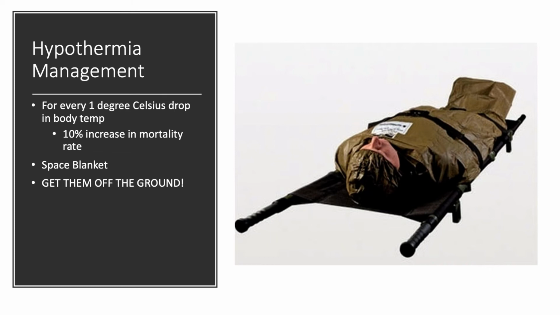We can reduce this by things like a space blanket, setting them on top of blankets. The biggest thing is get them off the ground, because that ground will just suck the radiant heat from a person or a casualty. So as soon as possible, get these patients off the ground, put a barrier between them, wrap them in a space blanket, ensure warming methods, because we want to give them every opportunity to survive this mass casualty event, and keeping them from getting cold is going to be a great way to do that.